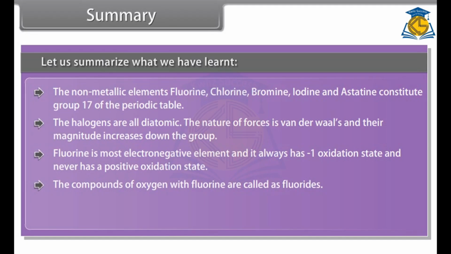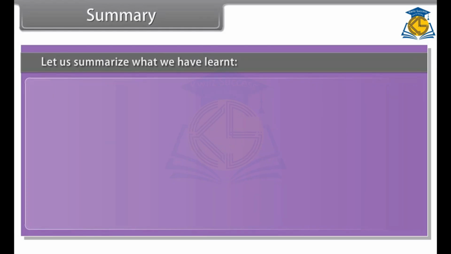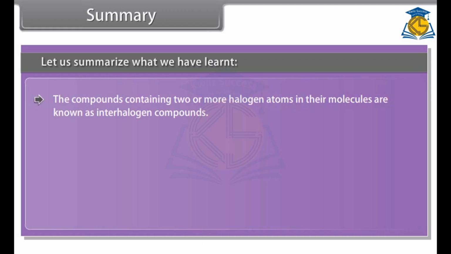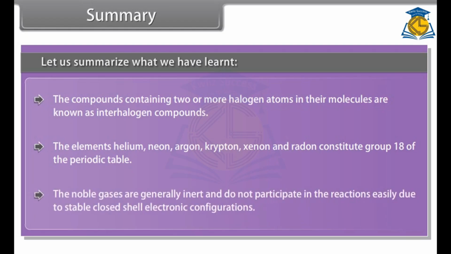The compounds of oxygen with fluorine are called fluorides. The acid strength of oxoacids of the same halogen increases with increase in oxidation state of halogen. The compounds containing 2 or more halogen atoms in their molecules are known as interhalogen compounds. The elements helium, neon, argon, krypton, xenon and radon constitute group 18 of the periodic table. The noble gases are generally inert and do not participate in the reactions easily due to stable closed shell electronic configurations.